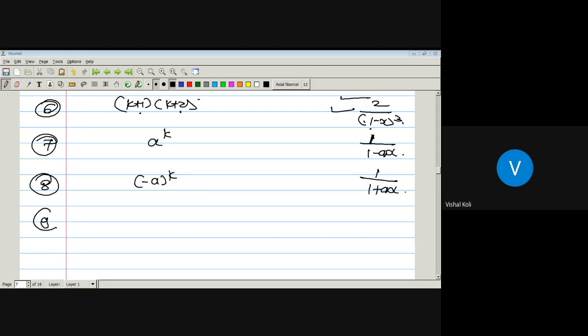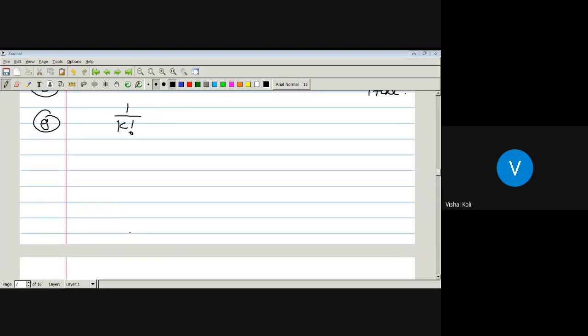And the last one is 1 upon k factorial. Then what is its corresponding generating function? 1 upon k factorial, it means what is the sequence? Whenever k is equal to 0, it is 0 factorial, so the first term will be 1. For the second one, it is 1, and then 1 divided by 2 factorial.